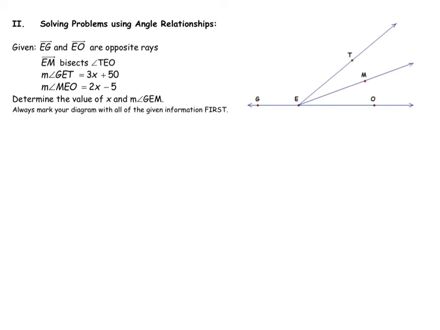Anytime we do a problem like this, we're going to go through a series of steps. My first step is going to be to label the diagram. So to label the diagram, I need to go through all of the given information. The first thing I'm told is that EG and EO are opposite rays. Remember, opposite rays would form a straight angle here. So that means I know that angle GEO is 180 degrees, which I can actually assume from the diagram. Since GO is a straight line and E is between G and O, I know that angle GEO is 180 degrees. So I'm just going to mark that into my diagram.